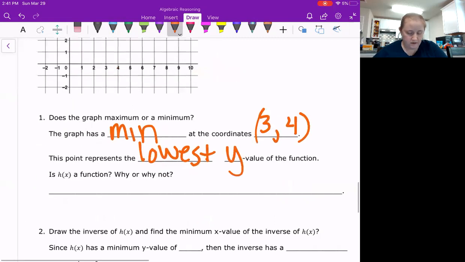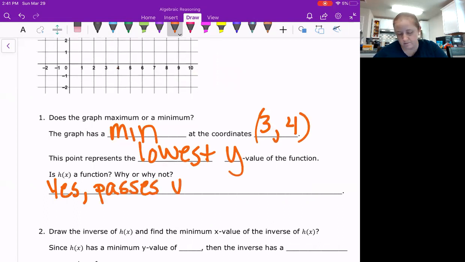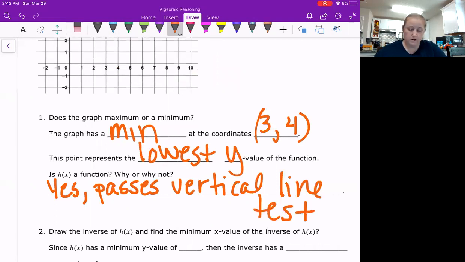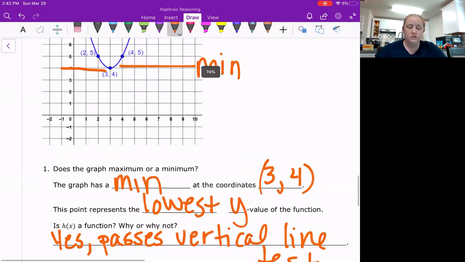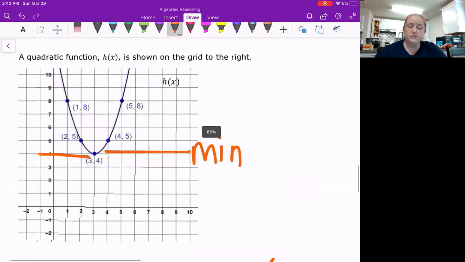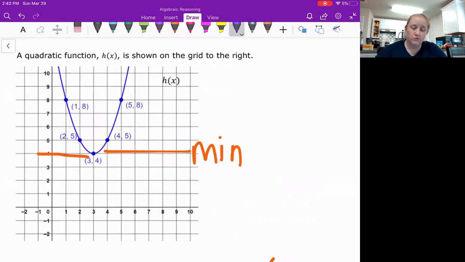And again, is it a function? Yes, because it's going to pass the vertical line test. All right, now draw the inverse and then find its minimum value, minimum x value. So let's take these coordinates and let's switch them out so that we can regraph this.